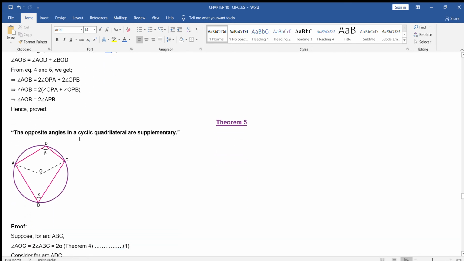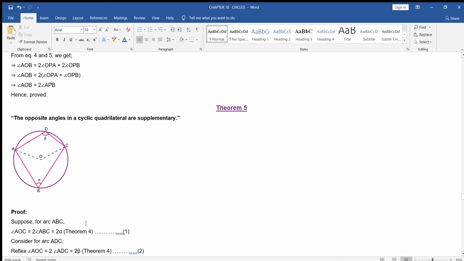One more theorem is there: the opposite angles in a cyclic quadrilateral are supplementary. Now the term here is cyclic quadrilateral. So what does cyclic quadrilateral mean? Means all 4 points of a quadrilateral are on the circle. Just see A, B, C, D, all 4 points on the circle. So opposite angles in a cyclic quadrilateral are supplementary, means opposite sides: D then B, A then C.